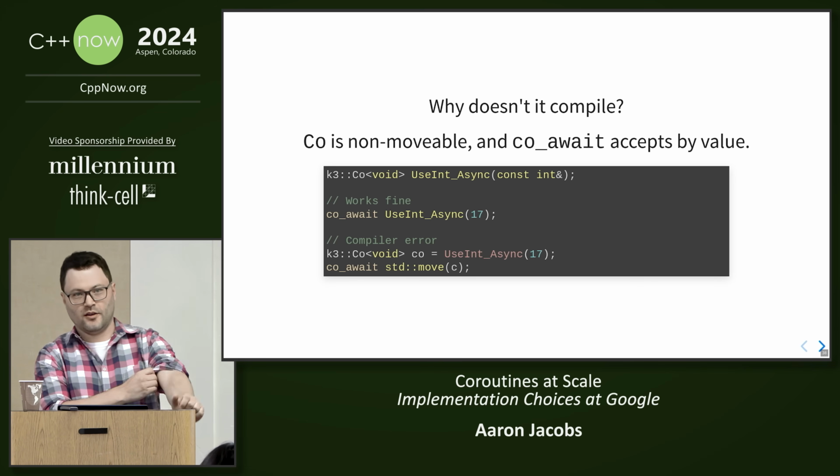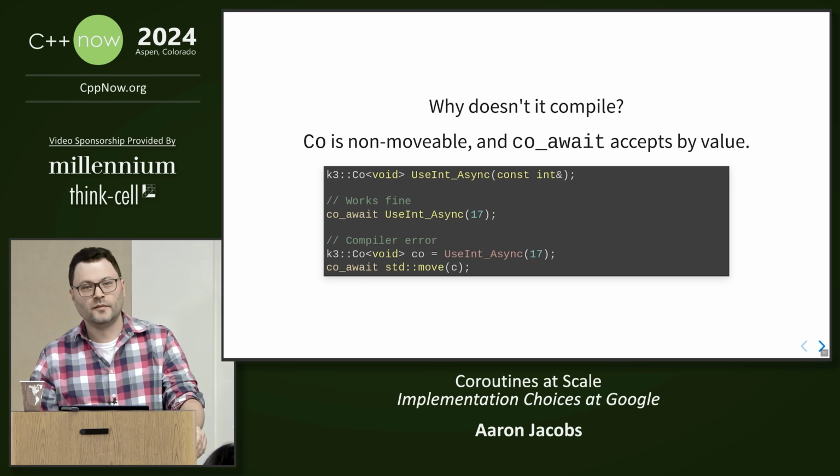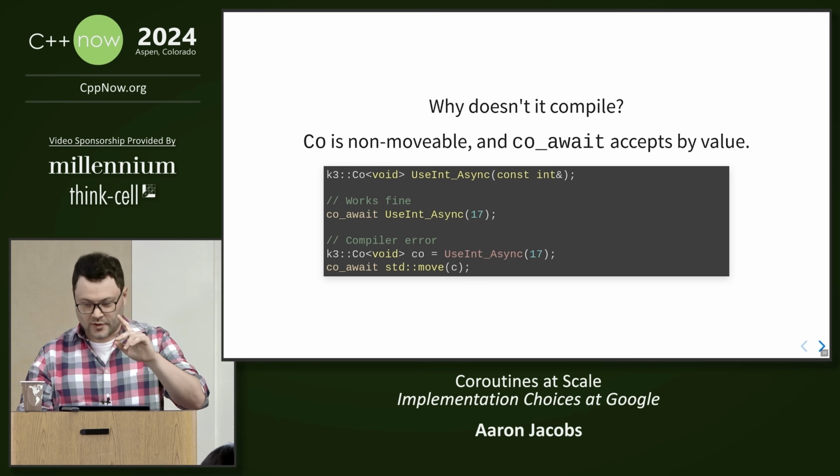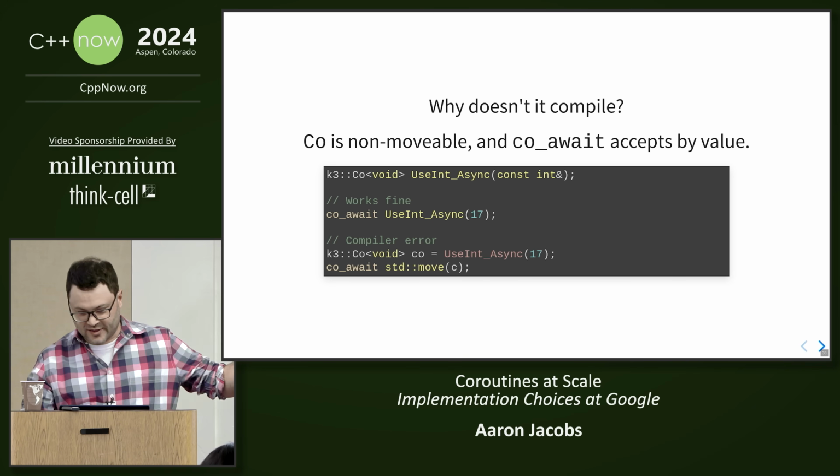Yeah, question? So it's still common to maybe want to spawn several tasks. The question was, how do you spawn several tasks? We'll get to that as well.